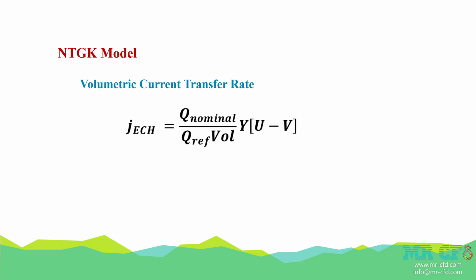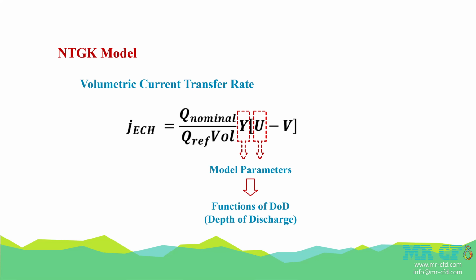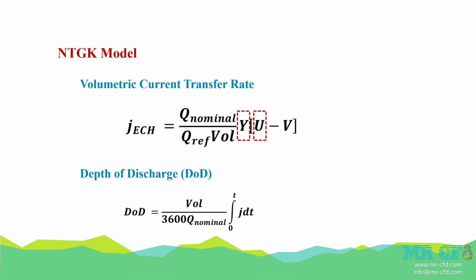In the NTGK model formulation, the volumetric current transfer rate in the potential equation is computed as shown. The model parameters are U and Y, which are functions of the battery's depth of discharge, called DOD. Depth of discharge, or DOD, indicates the ratio of the used capacity to the total capacity of the battery.